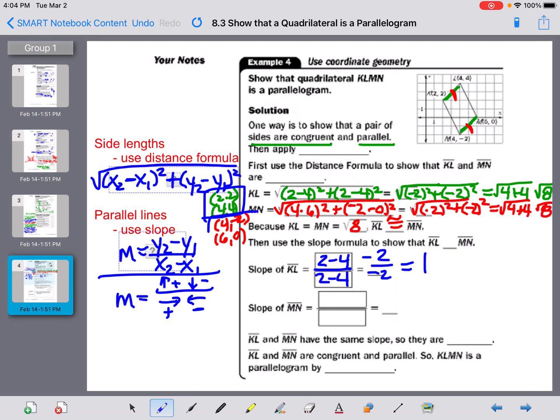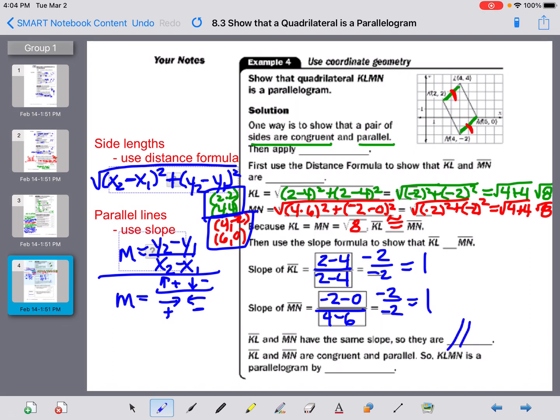Slope for MN, subtract those y's first. Negative 2 minus 0 on top, 4 minus 6 on the bottom for my x's. Negative 2 minus 0 is negative 2. 4 minus 6 is negative 2, which simplifies to 1. Are they parallel? Yes, right? They have the same slope.